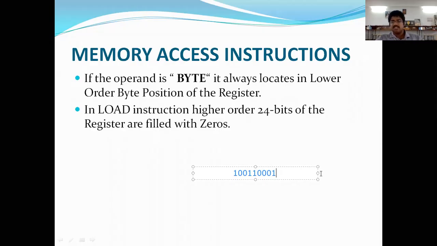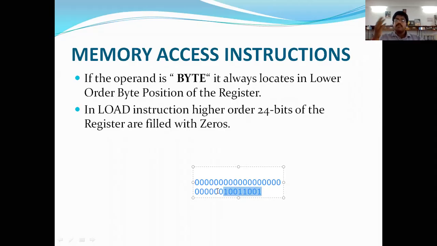Okay, that means here on the MSB side, all the bits are going to be stored with zeros. How many bits like that? 24, because 8 bits I have filled with some value 1001 1001. Okay, rest 24, don't bother. The rest 24 bits are going to be stored with zeros.